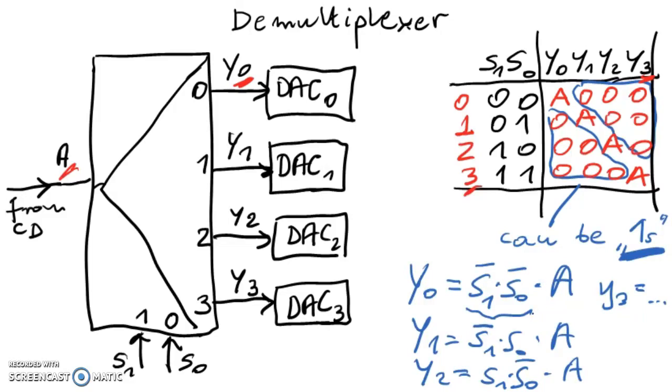And the implementation is straightforward. If you use AND and NOT gates, you don't even need ORs. Only ANDs and NOTs are needed to implement the demultiplexer. In the lab, you will be interested in the NAND implementation, so you should put two bars above the equations, above the products, and you're done.